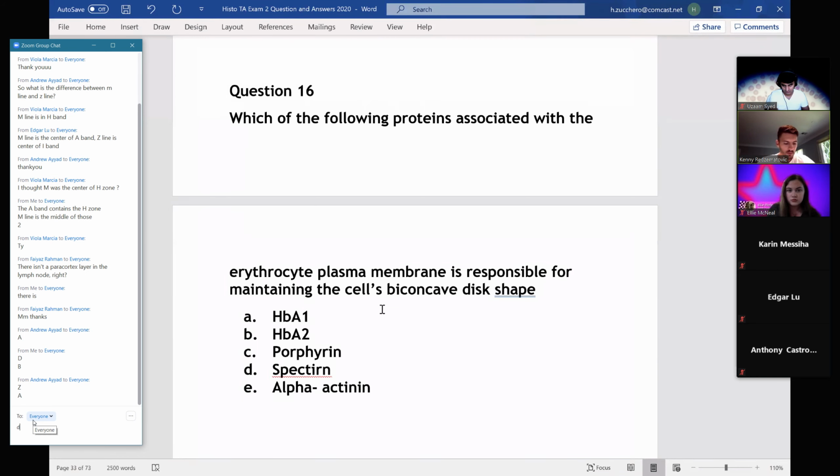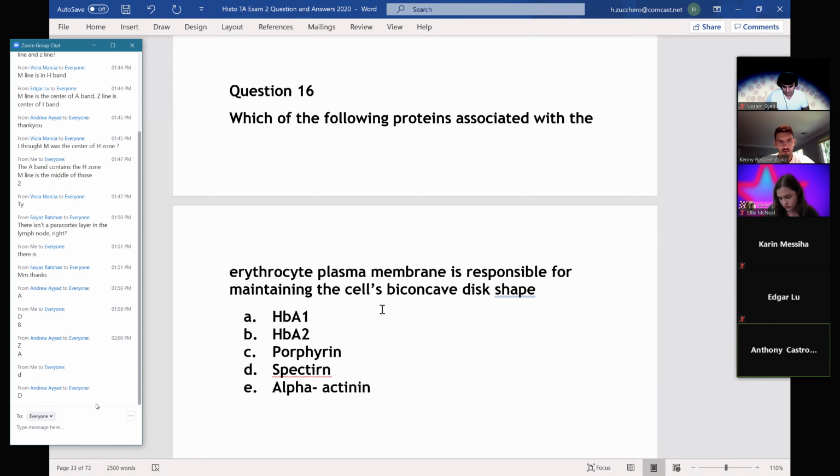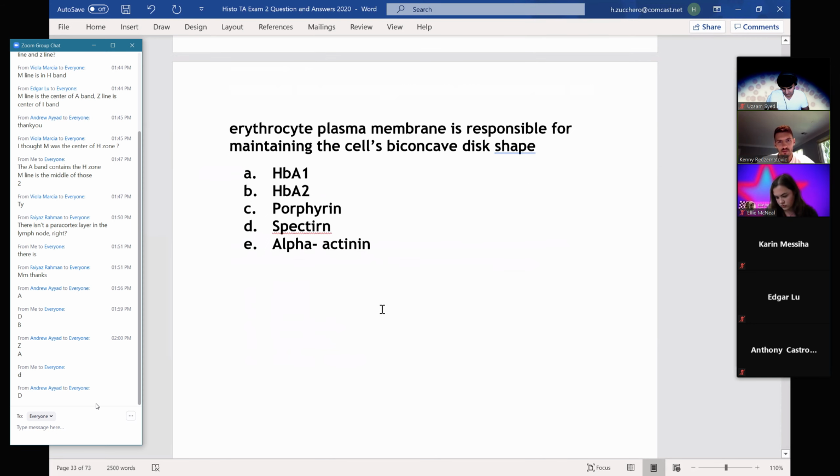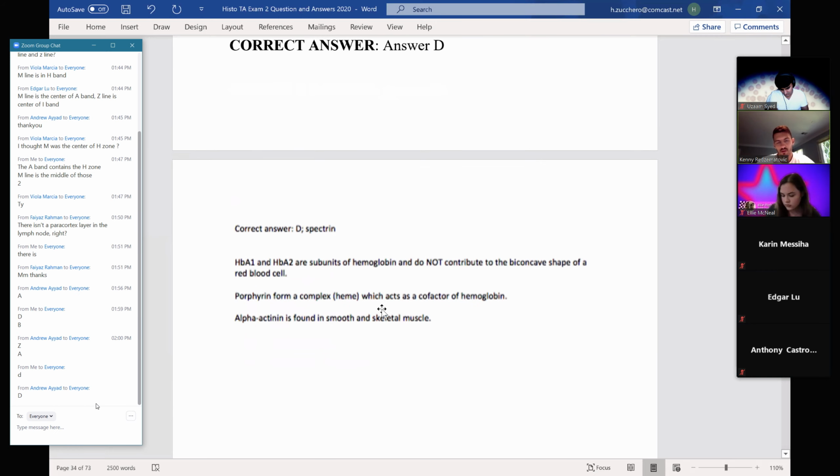Any ideas for this one? D. Sorry, what was that? D, yeah, spectrin. Spectrin is going to be the one that keeps the biconcave disc shape. The first two are actually the subunits of hemoglobin. Porphyrin is for the heme molecule, and alpha actinin is in smooth and skeletal muscle.